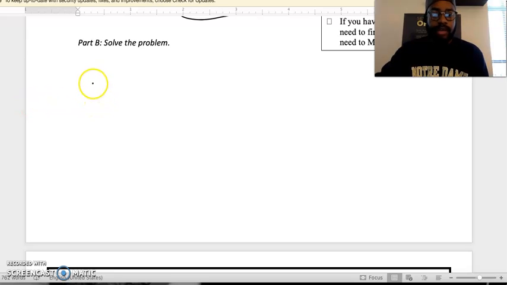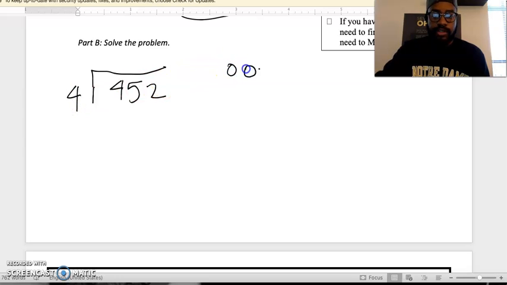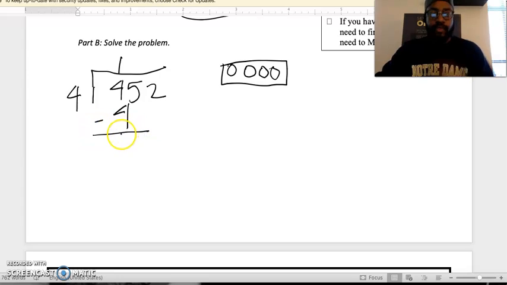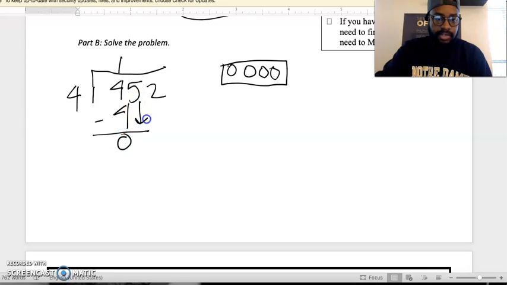First, I'm going to draw my house. I'm going to put 452 on the inside. I'm going to put 4 on the outside. I'm going to start with my 4 circles. 1, 2, 3, 4. Put that into groups of 4. That's one whole group that goes up top. 1 times 4 is 4. If I have 4 and I get rid of 4, 4, 3, 2, 1, 0. Then I bring down this 5.